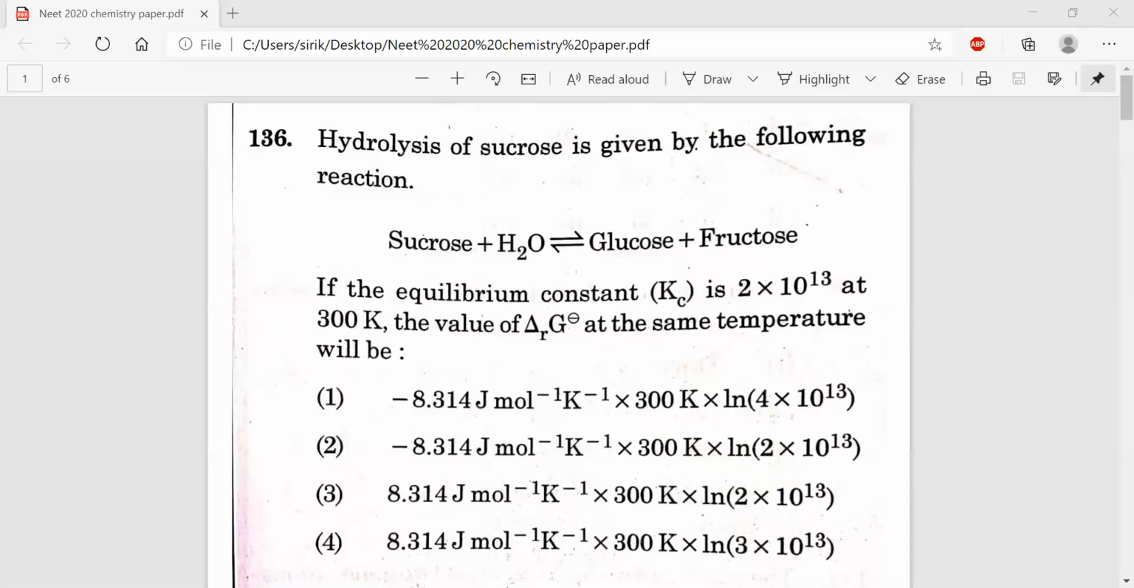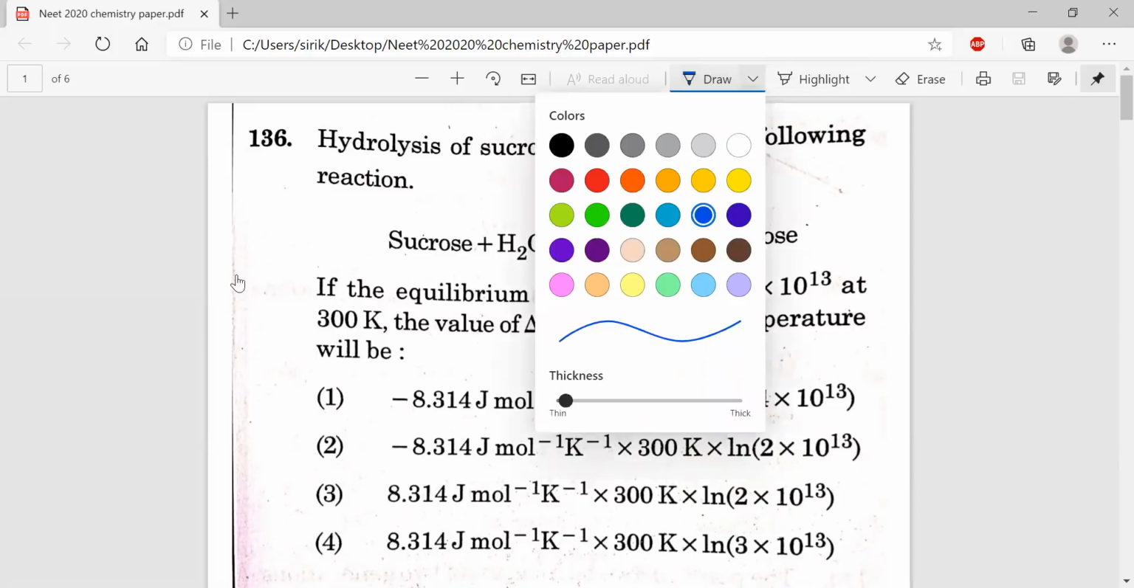Hi students, in this session I'm going to discuss the NEET 2020 question paper. Let's see the first question. Hydrolysis of sucrose is given.